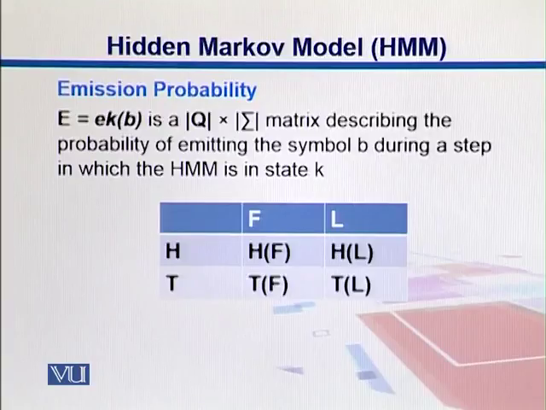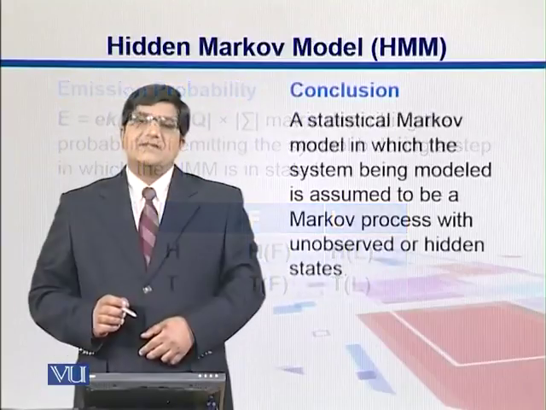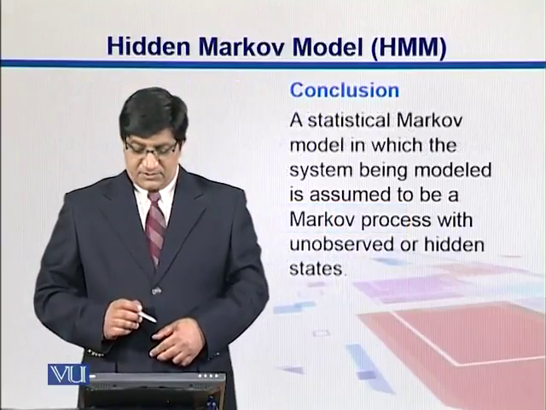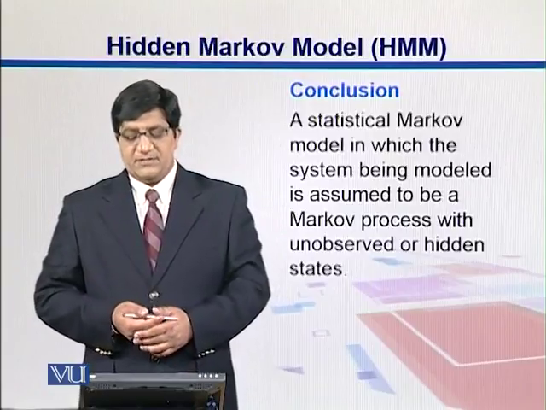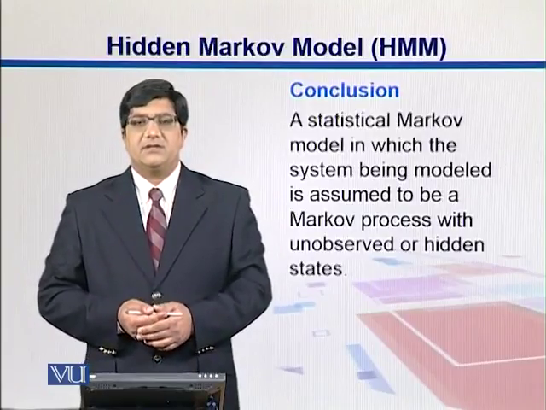Whereas the emission probability is, now that you are in one state, what symbol do you emit. On one side you have symbols and on the other side you have states. So a hidden Markov model is a statistical model in which the system being modeled is assumed to be a Markov process with unobserved, or hidden, states.